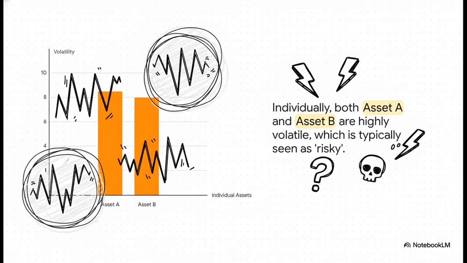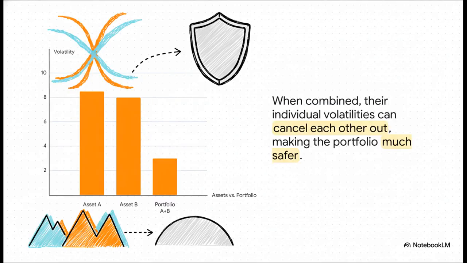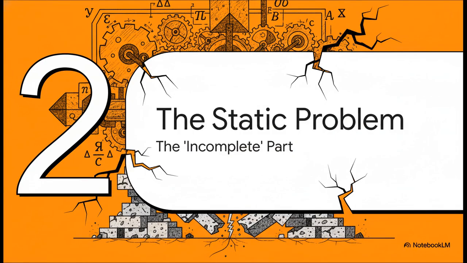Now, this shows something that feels a little bit like magic. We've got two assets here, A and B, and on their own, they're both pretty wild rides. They bounce around a lot. That's what we typically call risky. But check out what happens when you combine them. Because they don't always go up and down at the exact same time, their individual movements can kind of cancel each other out. And this just brilliantly illustrates the power of diversification. The total risk of the portfolio can drop a lot, making the whole thing much safer than either part on its own. So far, so good, right?